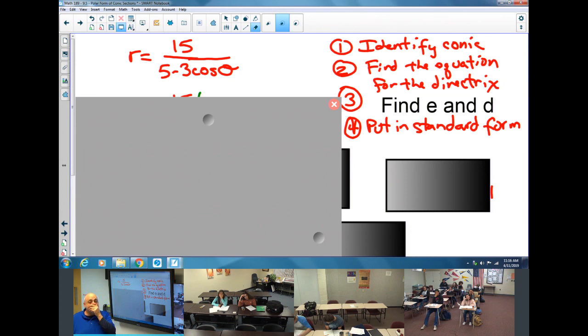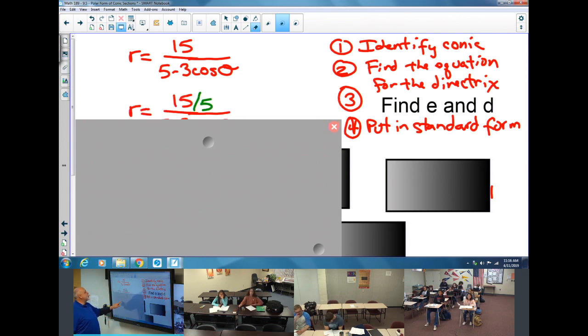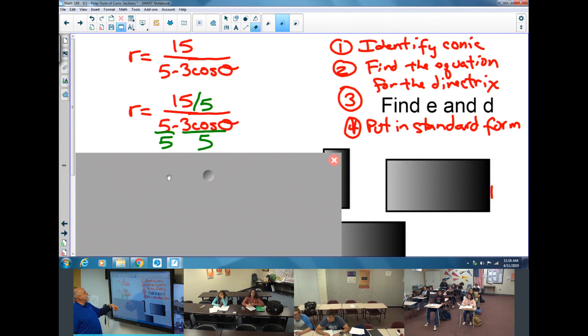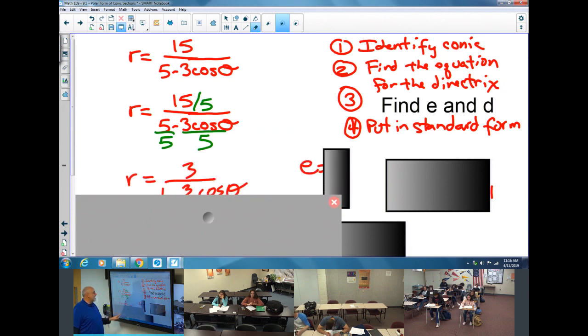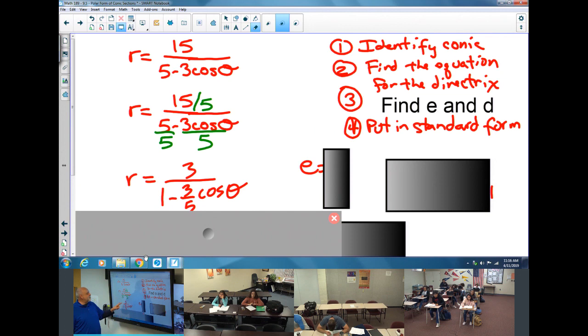Divide the whole thing by 5? Divide everything by 5. That's it. So you're going to divide 15 by 5, the 5 by 5, and the negative 3 cosine theta by 5. So everything gets divided by 5. Okay? And so then I'll end up with 15 divided by 5 is 3. 5 divided by 5 is 1 minus 3/5 cosine theta. So that's the standard formula.